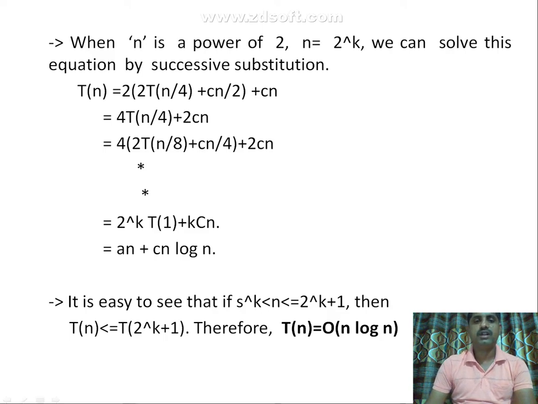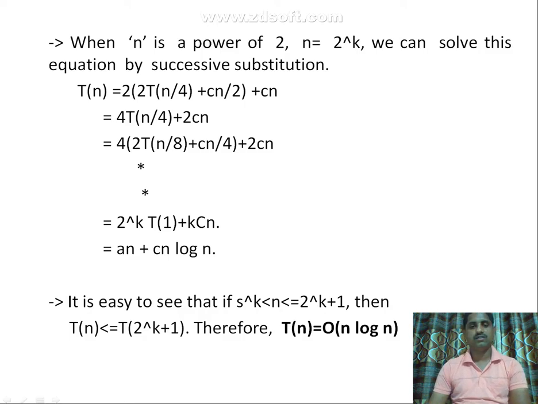That is, T(n) equal to 2 into 2T(n/4) plus cn/2 plus cn, that is 4T(n/4) plus 2cn. Then 4 of 2T(n/8) plus cn/4 plus 2cn, and so on. 2 power k into T(1), so T(n) is equal to an plus cn log n, that is T(n) equal to big O of n log n.